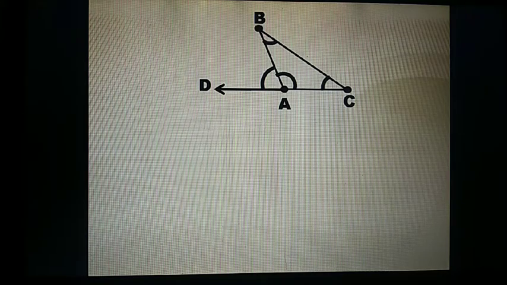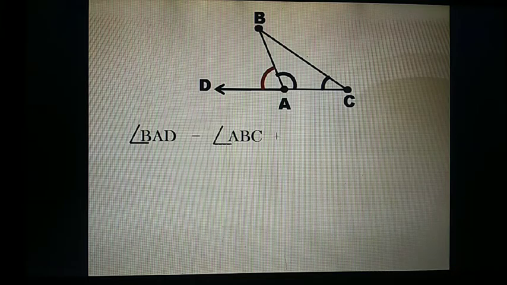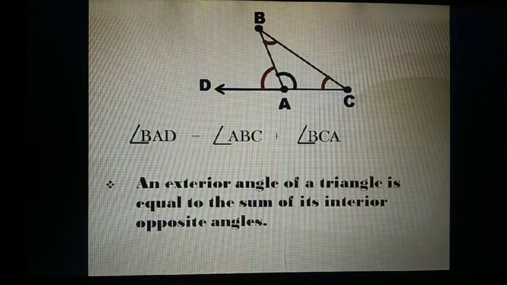Now, as per exterior angle property, the exterior angle will be equal to the sum of interior opposite angles. You can write it as: an exterior angle of a triangle is equal to the sum of its interior opposite angles. This property you can use to find the value of exterior angle if the interior opposite angles are known to you, or to find one of the missing interior opposite angles if the exterior angle is clear to you.